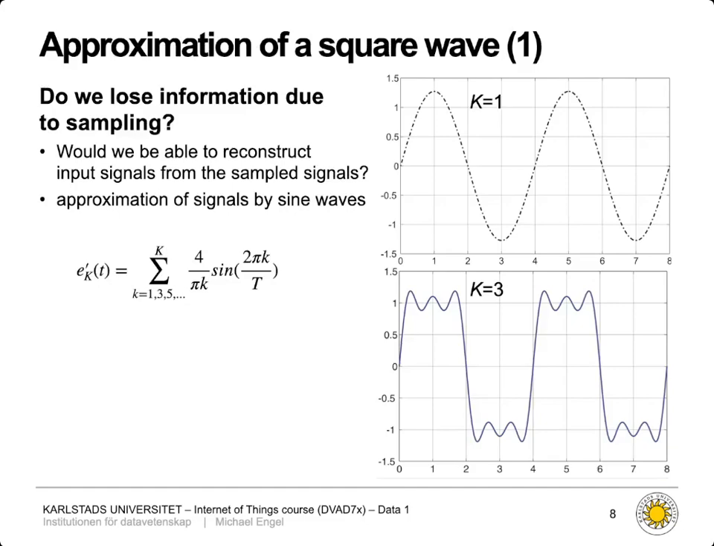So if we do this sampling, we need to ask ourselves, we have all this information between these sampling points. What's going to happen with these bits of information? So are we actually losing information due to the sampling? Or let's ask the other way around. If we only have samples of a signal, would we actually be able to reconstruct the original input signal from only our discrete time, continuous value, signals we have measured over our time interval using our sample and hold circuit?